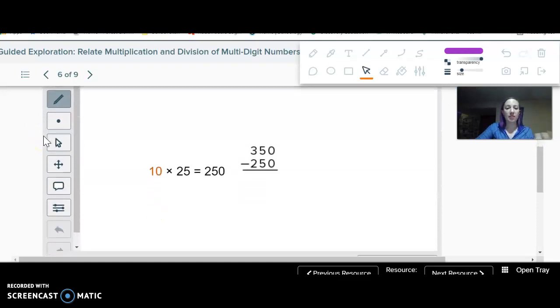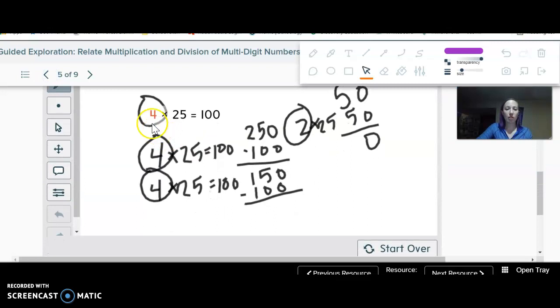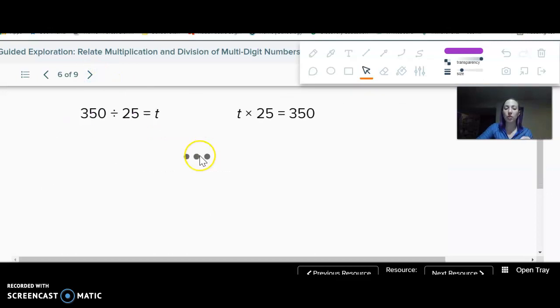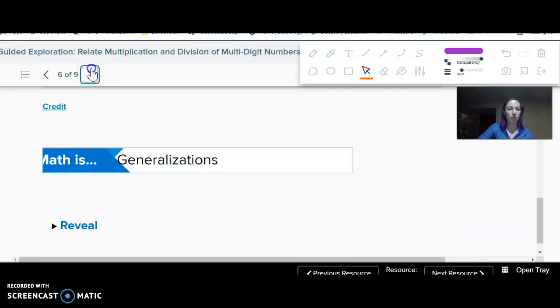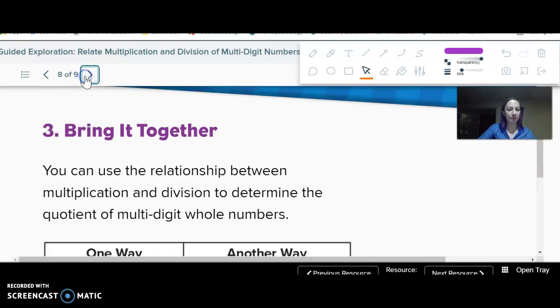So another way is to say, oh, well, I know 10 groups of 25 is 250. So then I have 100 left. And then 25, 50, 75, 100. I know I have 4 groups equals 100, and then I won't have anything left. So that's 14 groups. On this one we didn't actually count them, but 4, 4, 4 is 12, 13, 14. So either way, it takes me 14 groups to get there. So he's going to get 14 boxes, or she.